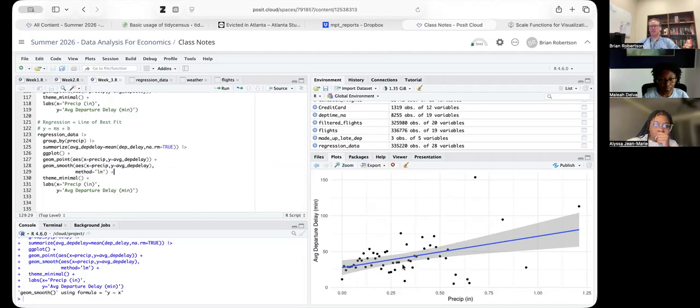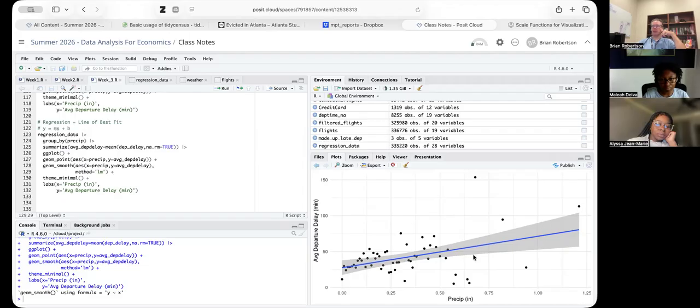So this line of best fit represents the straight line through the data that minimizes the distance between all of these points. Literally what is happening here is that the linear model is calculating the distance between all of these points, square summing them, and then finding the line that minimizes that sum squared difference.